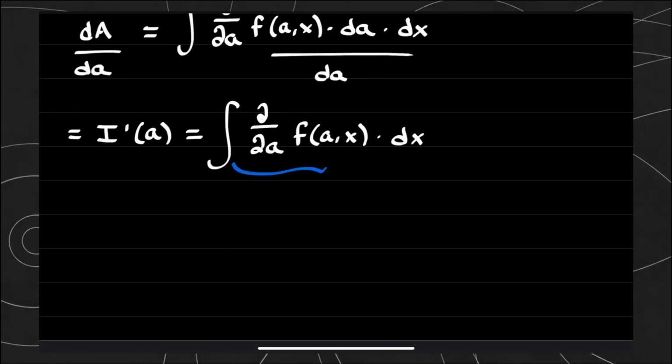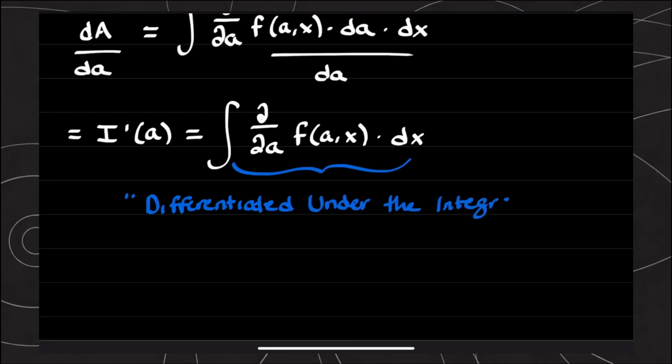What this result tells us is that if we have an integral as a function of a parameter, if we wanted to differentiate with respect to that parameter, we could differentiate under the integral. In other words, bring that derivative inside and apply it to our integrand.